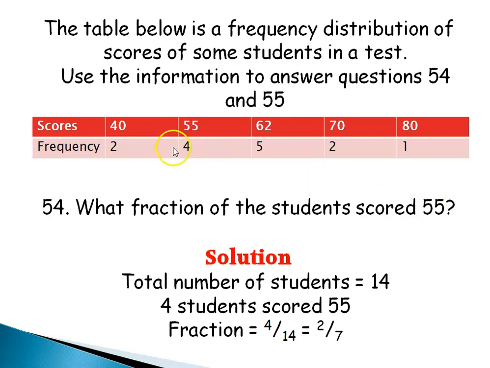First of all, we need to know how many students in all. So let's add all the frequency. 2 plus 4 is 6. 6 plus 5 is 11. 11 plus 2 is 13. 13 plus 1 is 14. So the total number of students is 14.